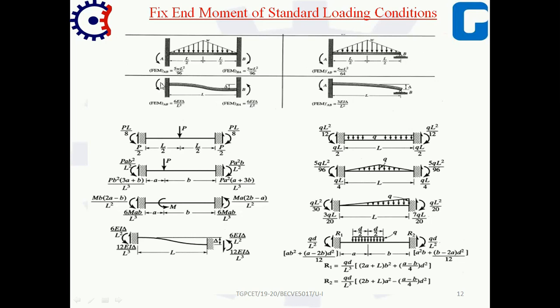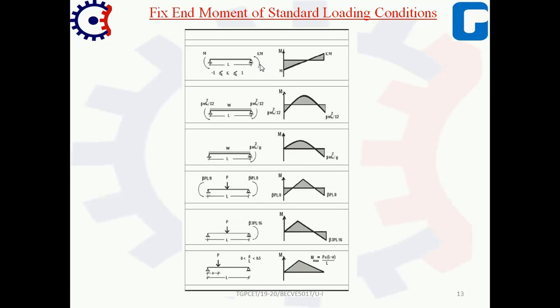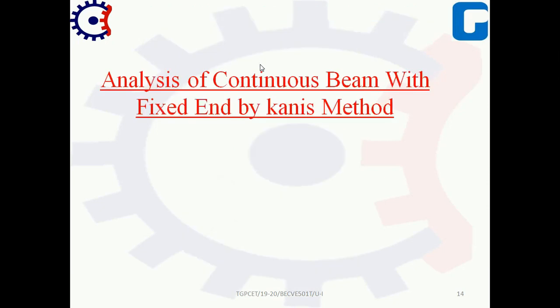For pyramid load, the fixed end moment AB is 5WL² by 96, and fixed end moment BA is 5WL² by 96. Looking at the rotation from A to B, it is anticlockwise, so we write it as minus, and from B to A it is clockwise, so we write it as plus, while taking it into consideration. Similarly, these are also some fixed end moments of standard loading conditions.